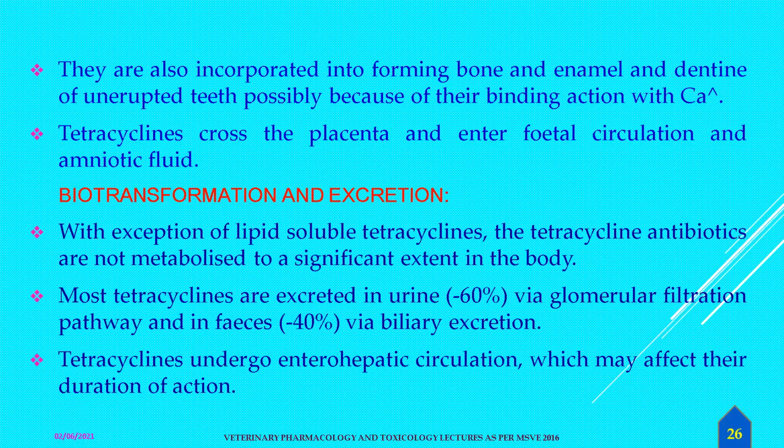Whereas other routes are also present, most tetracyclines are excreted in the urine. About 60% is excreted in the urine via the glomerular filtration pathway. That means in the glomerulus itself, in the Bowman's capsule, there will be a squeezing out of different liquids, which looks like a funnel. This type of excretion occurs to the extent of 60%. And in the feces, it is 40% via biliary secretions.